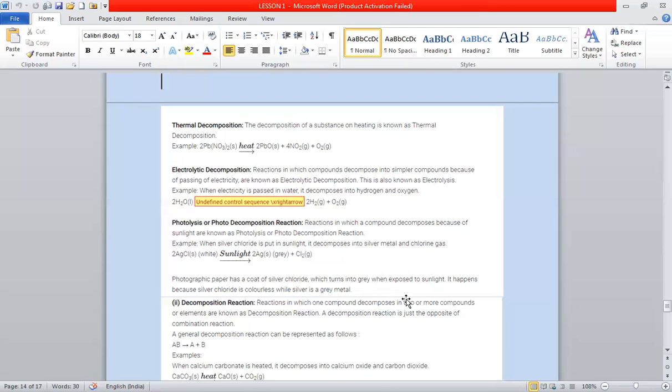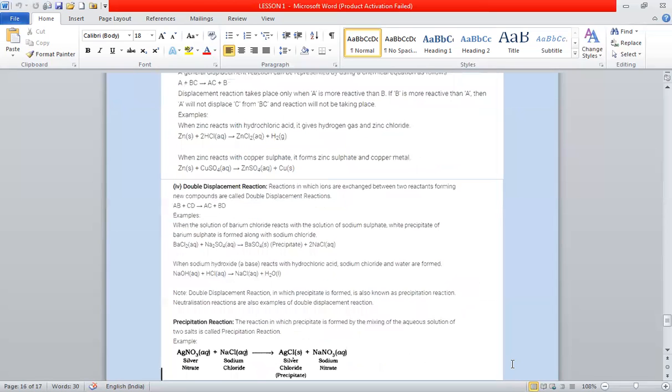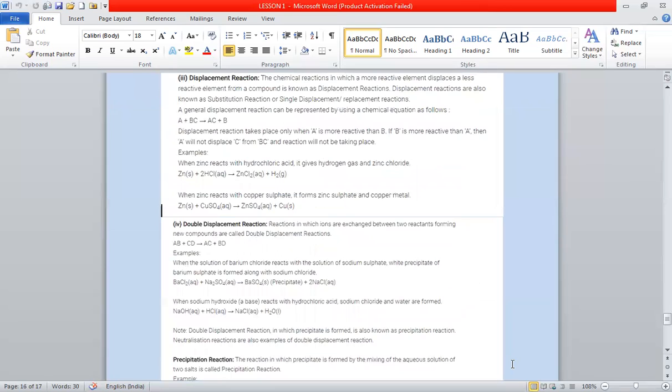The third type of reaction is displacement reaction. What is a displacement reaction?